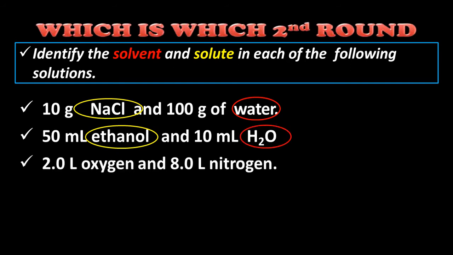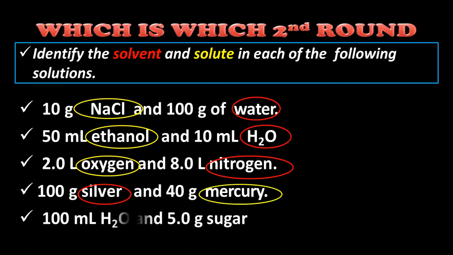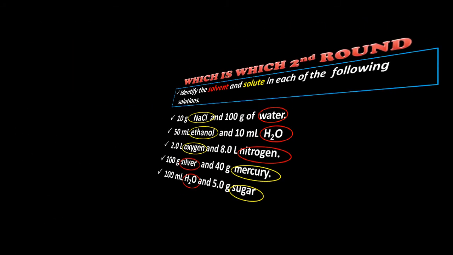Okay. 2 liters of oxygen and 8 liters of nitrogen. The lesser amount will be the solute, oxygen, and the larger amount will be the solvent, nitrogen. 100 grams of silver and 40 grams of mercury. The lesser amount will be the solute, mercury, and the solvent will be silver. 10 milliliters of water and 5 grams of sugar. So in general, the solute will be sugar and the solvent will be water.